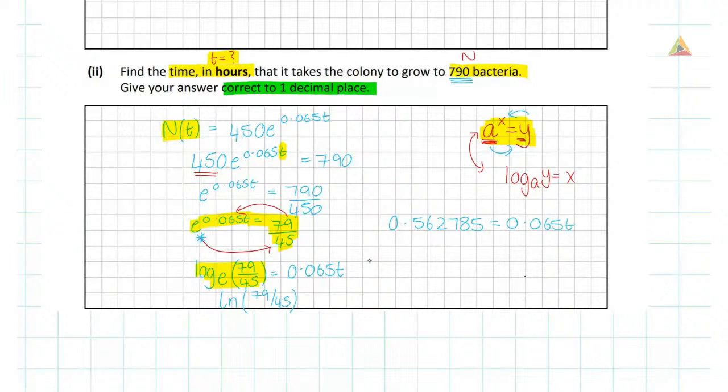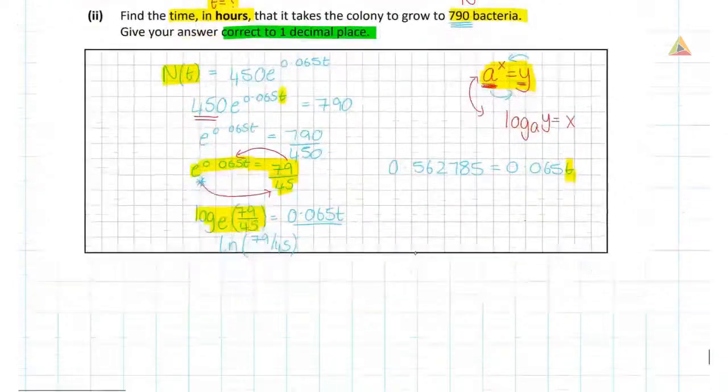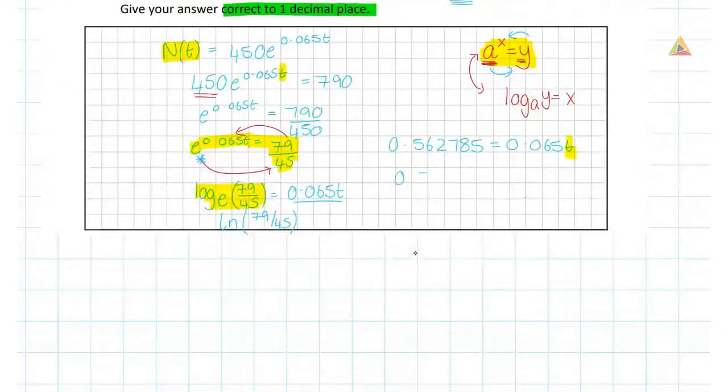That equals our 0.065 t, which was on the right hand side. So all that's left to get the t on its own, the 0.065 is in the way, so we're going to divide both sides by 0.065. That's going to give you 0.562785 divided by 0.065, and that should tell you what t is. To 1 decimal place, that should be working out as 8.7, and its time, which we're told is given in hours.